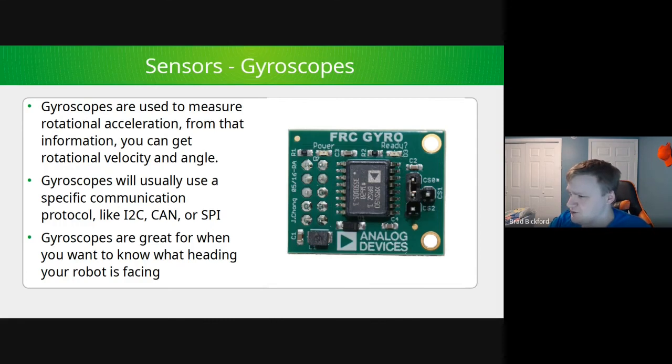Generally speaking, gyroscopes will use a communication protocol like I2C, CAN, or SPI. The one depicted here is the SPI one that I said goes in the upper right-hand corner of the RoboRio.